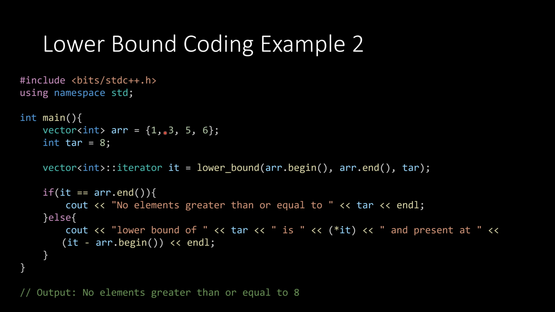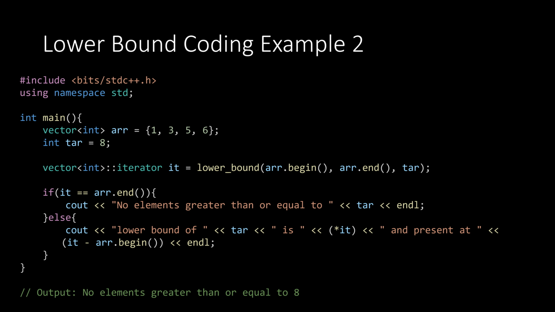In this example, the same array, but the target is now 8. You can see that there is no 8 in this array. So there is no lower bound found. So it will return the array.end iterator. So this if condition will be satisfied, and the output is no elements greater than or equal to 8.